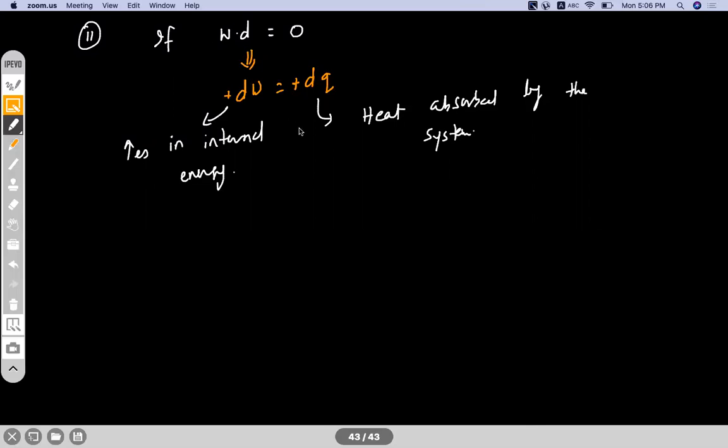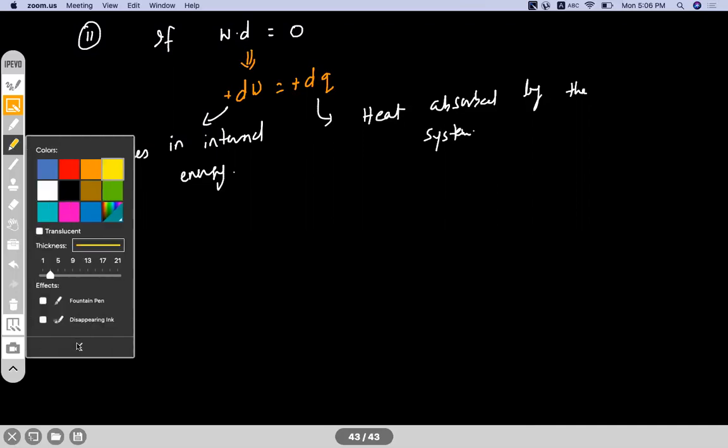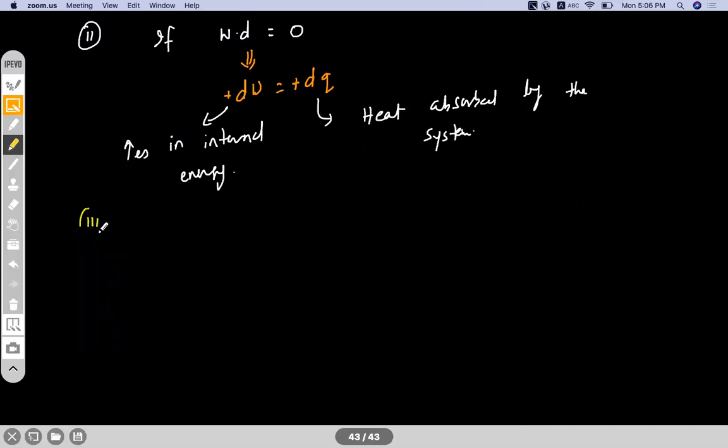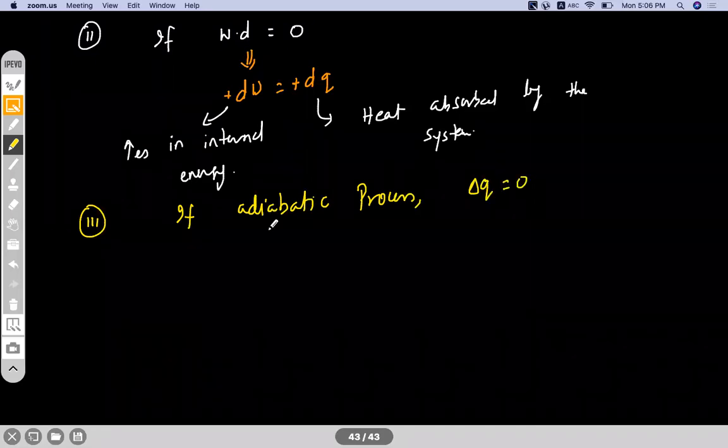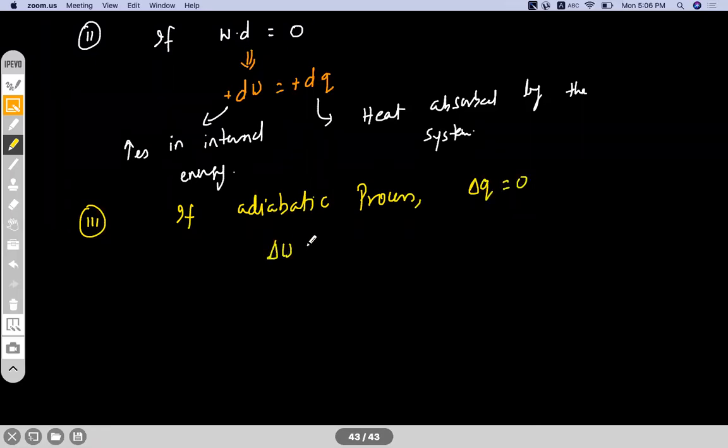Okay. Now the third one I'll write down quickly. This is what you can observe like this. If the process is adiabatic process, so we know in adiabatic process, delta Q is equals to 0. So we have delta U is equals to delta W. Adiabatic process means what? There is no exchange of energy.